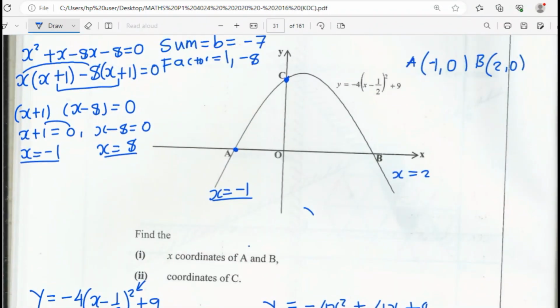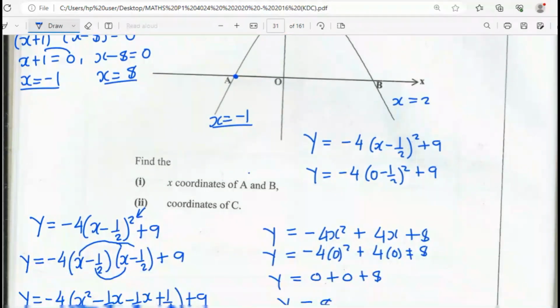Our original equation is this: y is equal to minus 4 x minus half squared plus 9. So let's just proceed by substituting. Here we put 0 minus this squared plus 9. So 0 minus negative 2 is negative 2. Then negative 1 over 2 times 1 over 2 is 1 over 4 plus 9, which is, we can cancel this 4, which is negative 1 plus 9, which is equal to 8. So we are still getting the same answer.